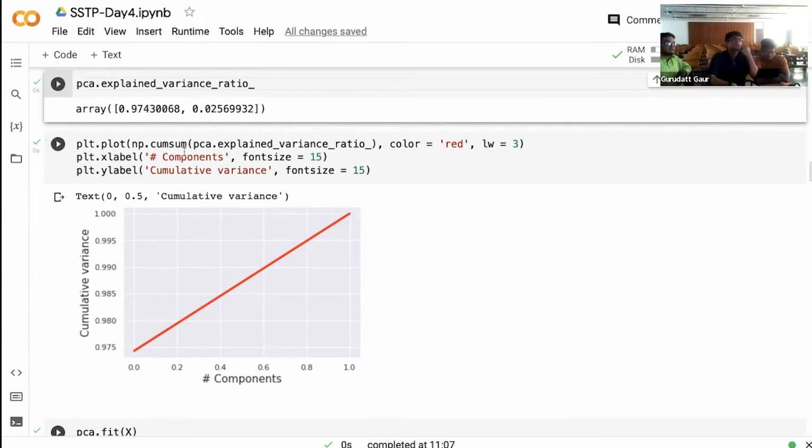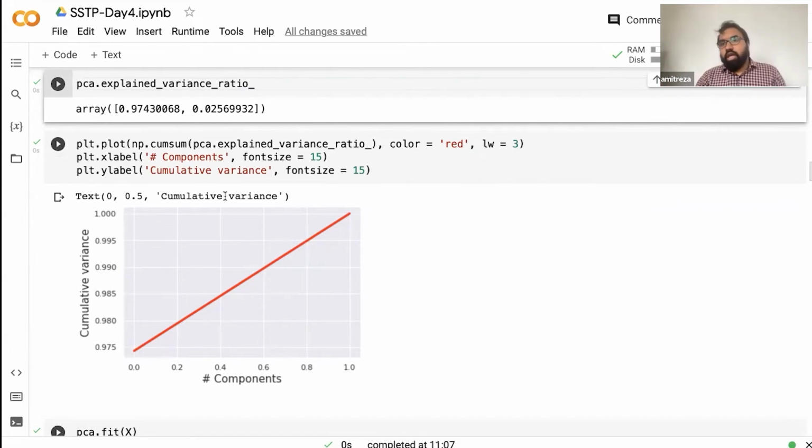So this is the statistic we're going to use. Let's say you did the principal component analysis and someone asks how much variance you have preserved. The answer is: first tell me how much you want, right? Based on that, I can decide how many principal components are required.